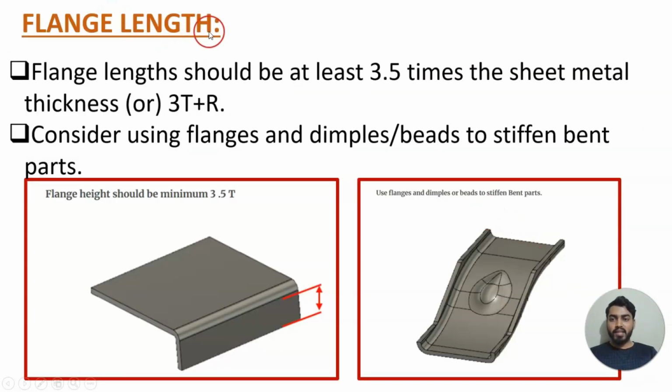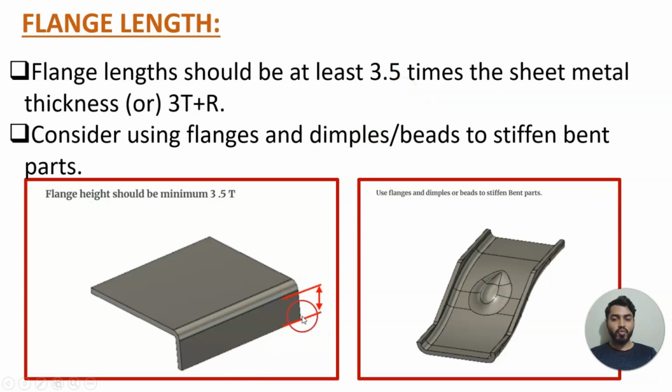Then flange length. The minimum flange length should be at least 3.5 times the sheet metal thickness, or 3T plus R. So here 3.5 times. As I told earlier, for example if we consider 2 mm thickness, the flange length should be a minimum of 3.5 into 2.